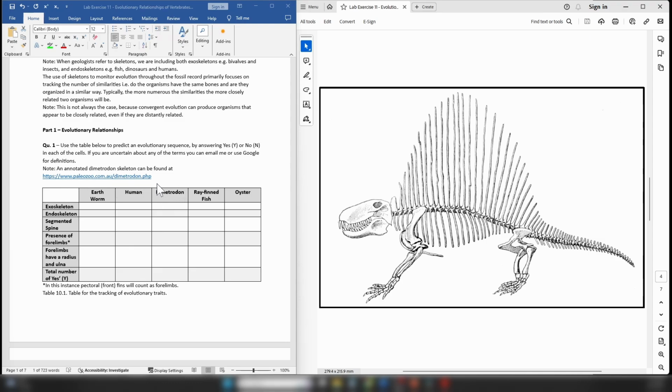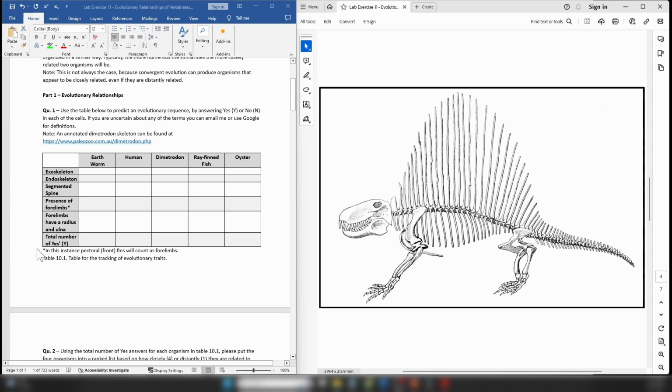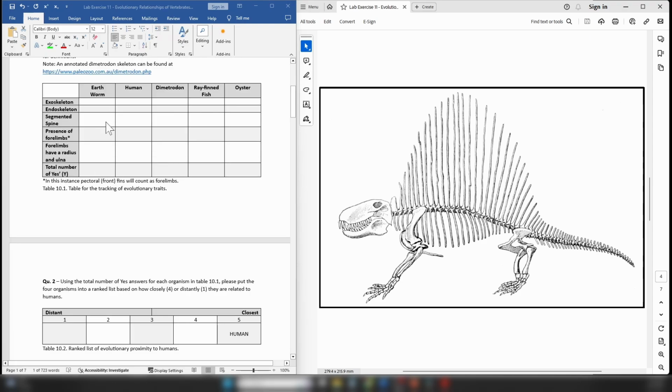Well, there's actually a link there to an annotated Dimetrodon skeleton, which is going to allow you to check which bones they do or do not have. Okay. So once you have written yes or no for each of these fields, you will then total up the number of yeses in the bottom row.